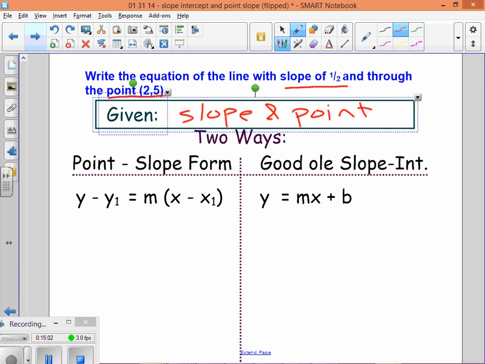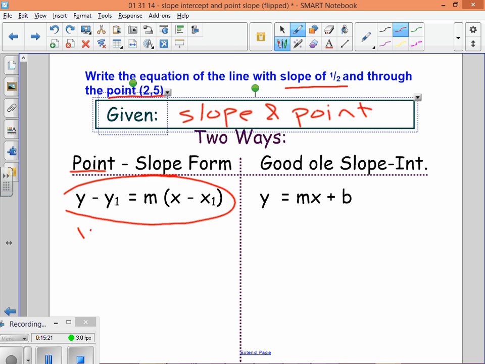There are two ways to find an equation when given the slope and a point. First way is by using the point-slope form, as the name suggests. You've got a point, you've got a slope. This is the equation for your point-slope form. You can simply replace the information and call it good.